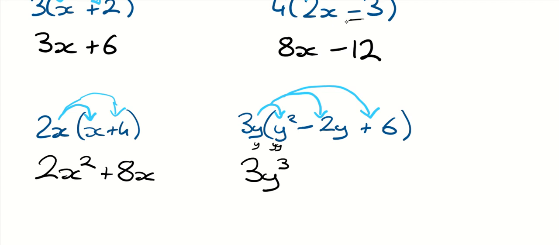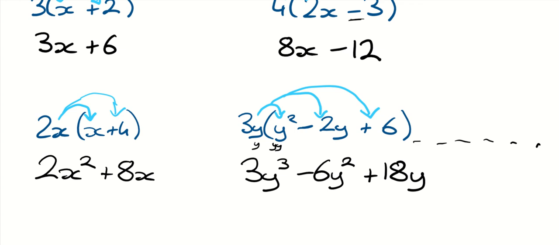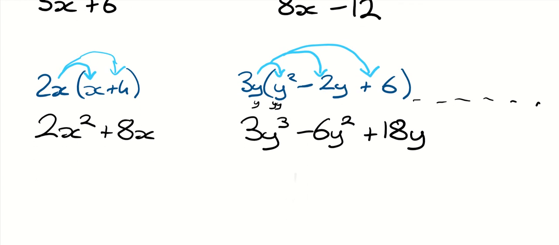Then 3 multiplied by minus 2 will give you minus 6, and you've got 2 y's together, so you get y squared. Then you do 3 multiplied by plus 6, 3y multiplied by plus 6, sorry, so it becomes plus 18y. So it doesn't matter if you had 10 things in the bracket, it would still be the same. You just keep multiplying what's outside by what's inside.